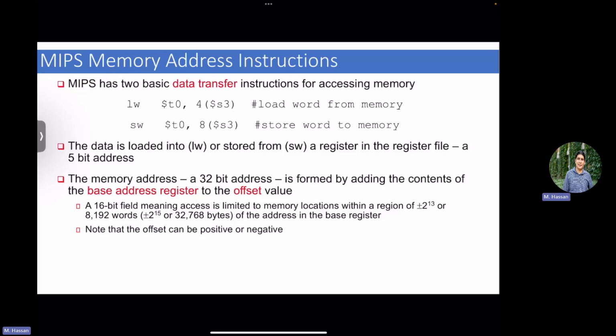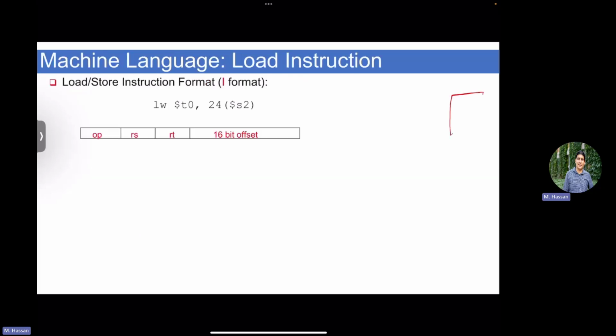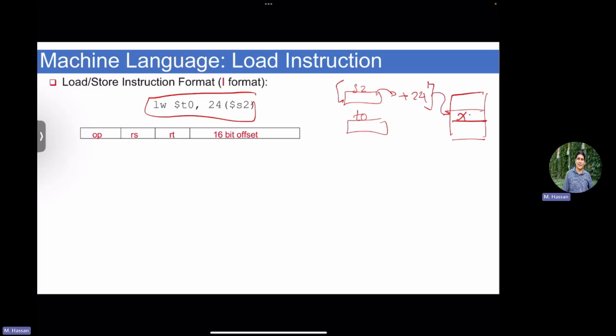So for the load, what I'm really doing, I have my memory here, and then I have a register that is S2. Then I have a register that is T0. What does this instruction tell me to do? Take the S2 value, add it to 24. This gives you an address that you go to your memory, bring some data, XXX, put it into T0.